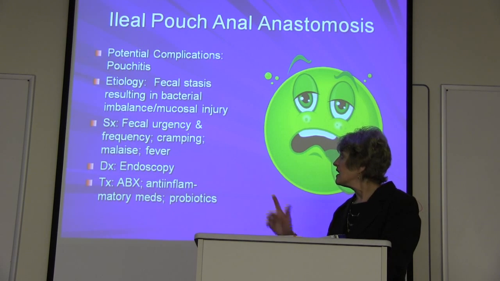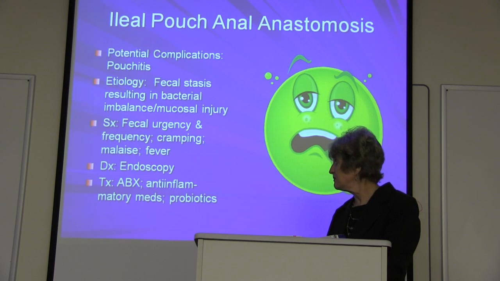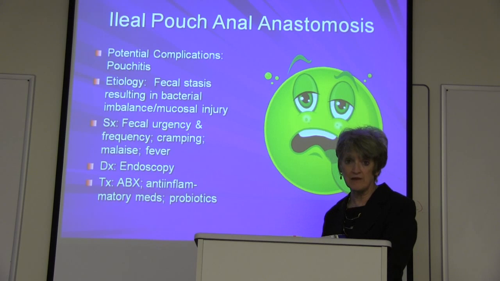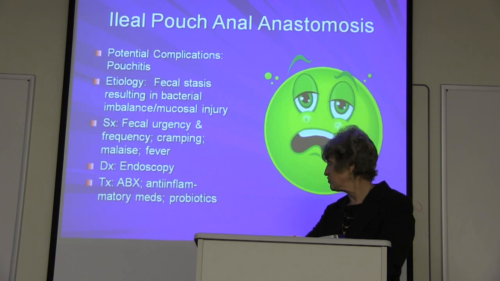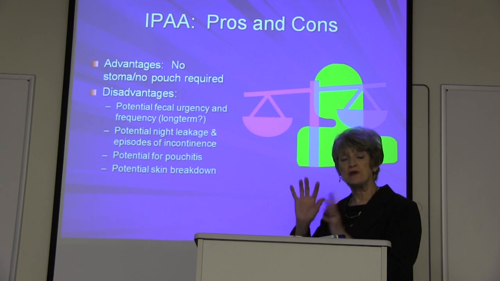To diagnose pouchitis, they'll just scope them. They'll just do an endoscopy, and then they'll treat with antibiotics, anti-inflammatory agents, and probiotics. So let's put it all together.